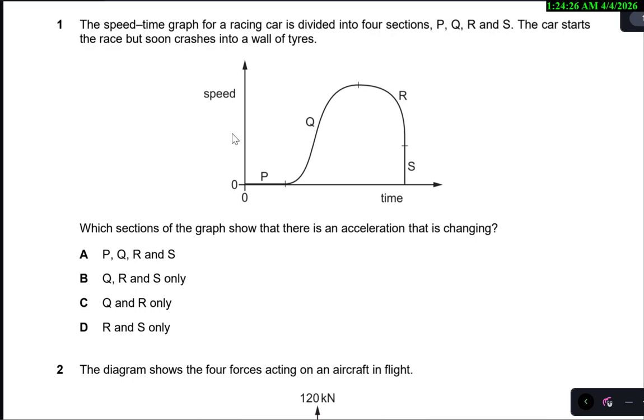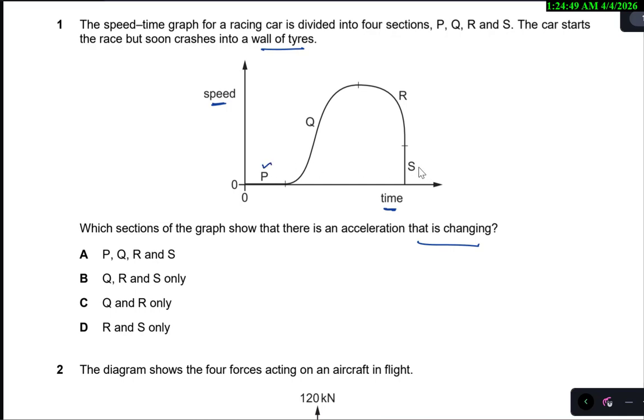The speed time graph for a racing car is divided into four sections: P, Q, R and S. The car starts the race but soon crashes into a wall of tires. Which section of the graph shows that there is an acceleration that is changing? So as you can see, we have speed time graph. On y-axis we have speed, x-axis we have time.